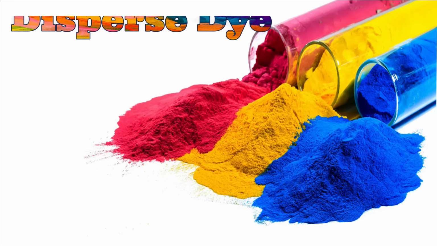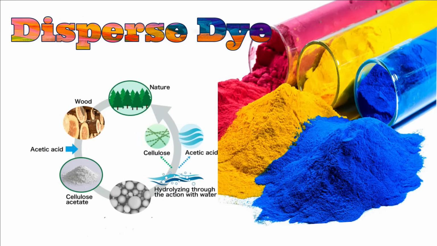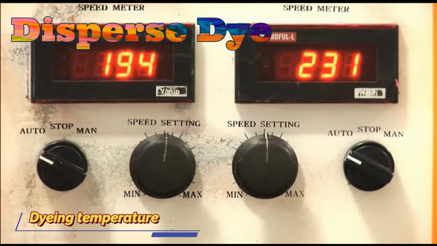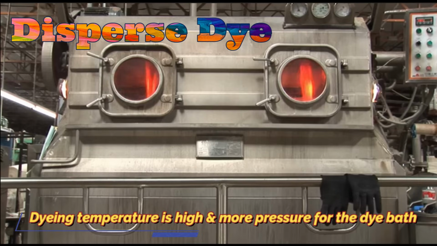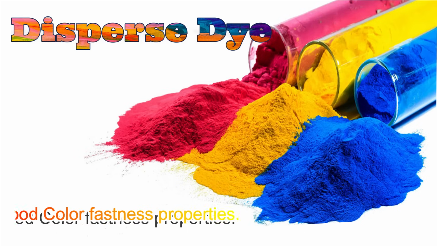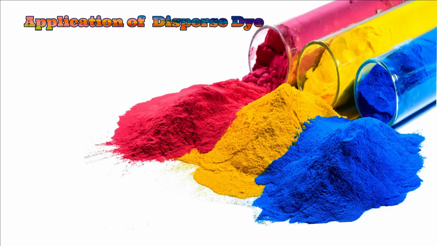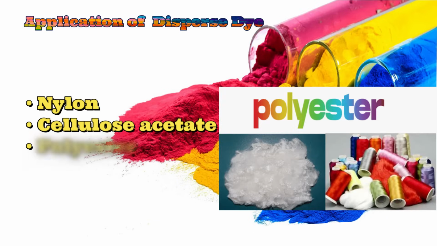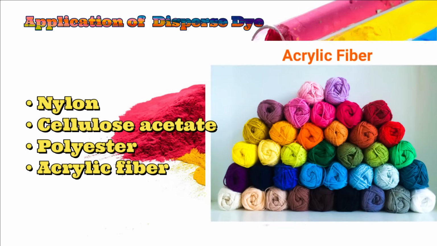Disperse dye. Disperse dye was originally developed for the dyeing of cellulose acetate and is water insoluble. Normally, the dyeing temperature is high and more pressure is needed for the dye bath. It is good for fastness properties. Normally, it can be used for dyeing nylon, cellulose acetate, polyester, and acrylic fiber.